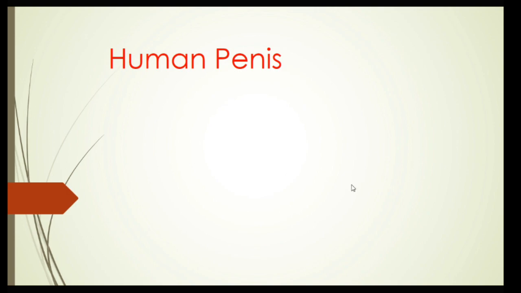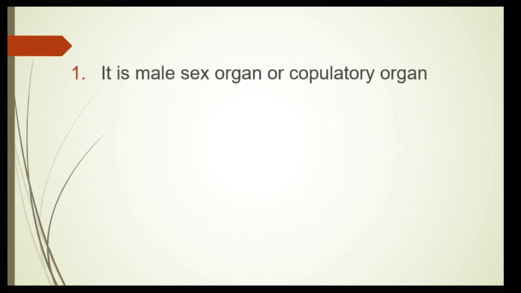We better know the human penis is the external genitalia seen in all humans. Now, we know that it is the male sex organ, or the copulatory organ in humans. As we can say that it is a sex organ, that means it helps in the act of sex, in sexual intercourse, or in the process of copulation. That's why it is called the sex organ or the copulatory organ.